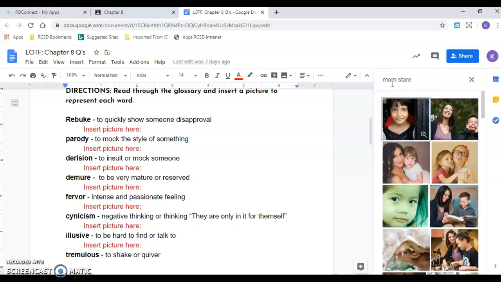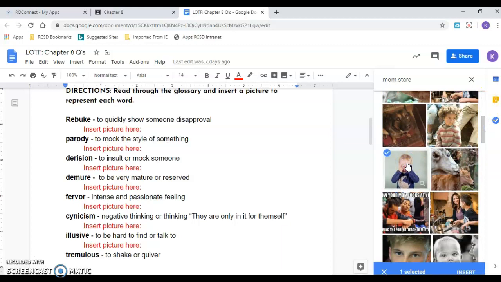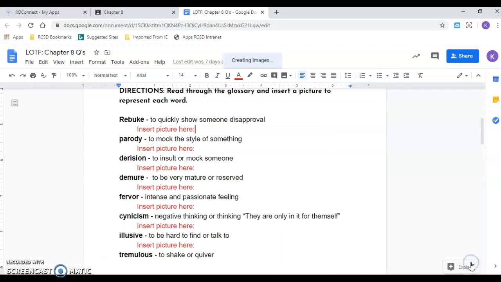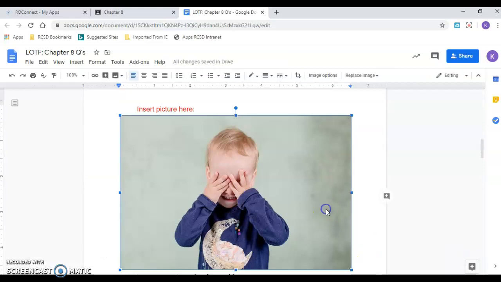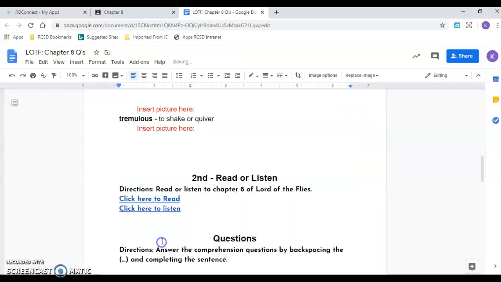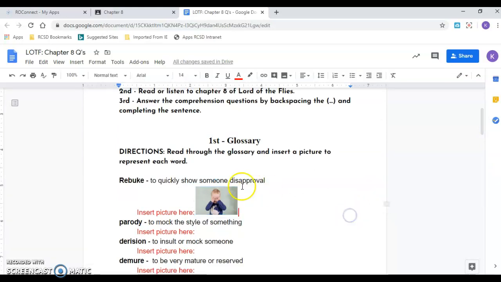See what comes up. So now these are all nice, pretty pictures, but I'm going to do this one. It's the idea that you're quickly ashamed because your mom glares at you because she sees you're doing something you're not supposed to be doing. And she quickly is just telling you you're not doing what you're supposed to be doing. It's a quick rebuke or a quick way to show someone disapproval, that you don't approve or you don't like what someone just did.